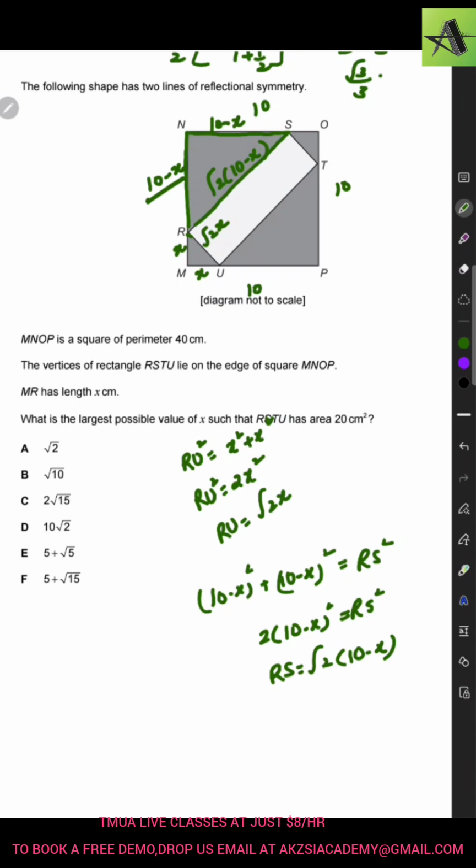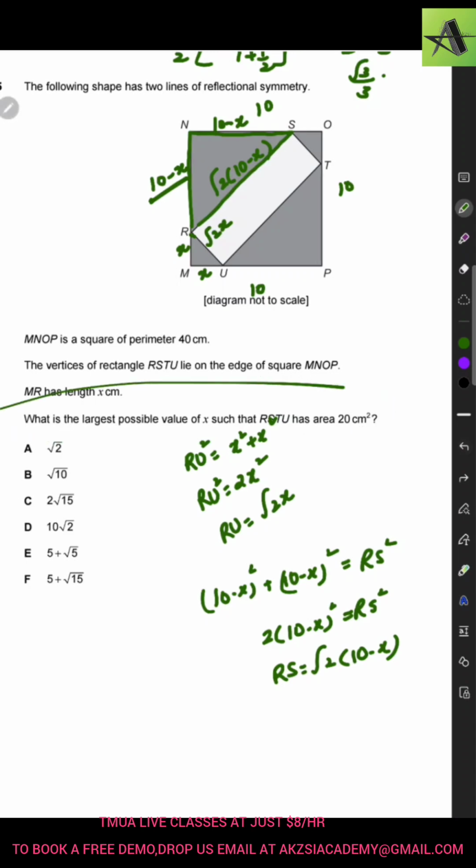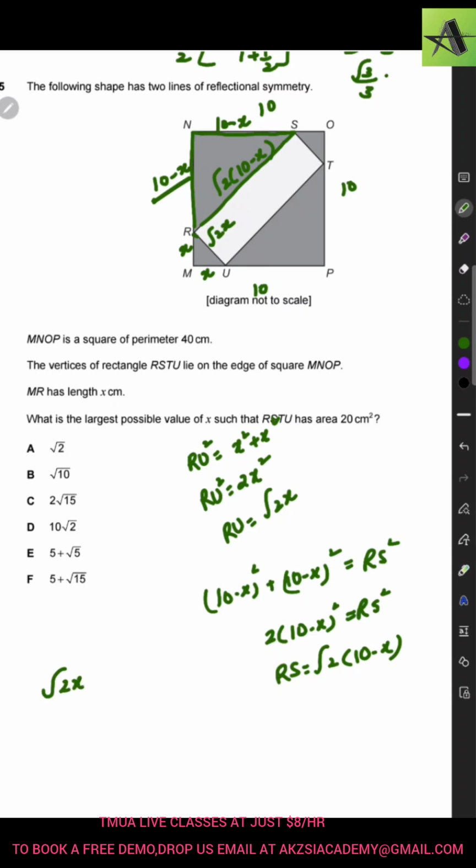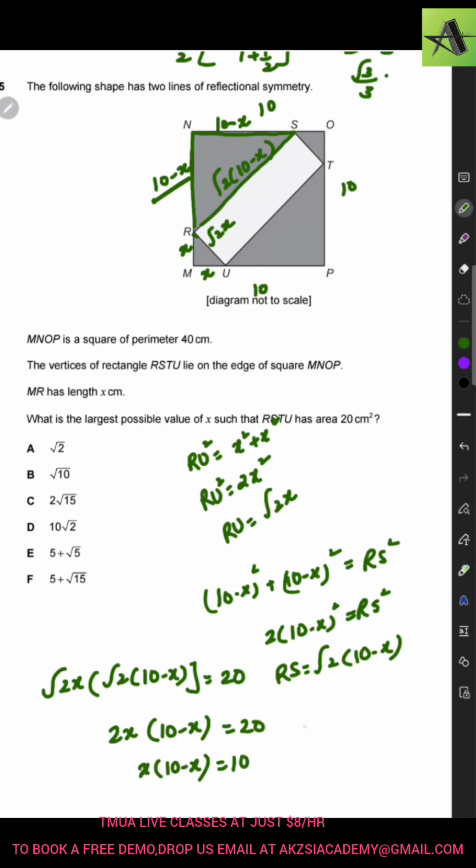Now we have length, we have width, we can multiply, and it should be equal to the area of 20 centimeters squared, which is given here. So length is root 2 times x, width is root 2 times 10 minus x. This should be equal to 20. So this is 2x times 10 minus x is equal to 20. Divide both the sides by 2. x times 10 minus x is equal to 10, or minus x squared plus 10x minus 10 equals 0, or x squared minus 10x plus 10 is equal to 0.